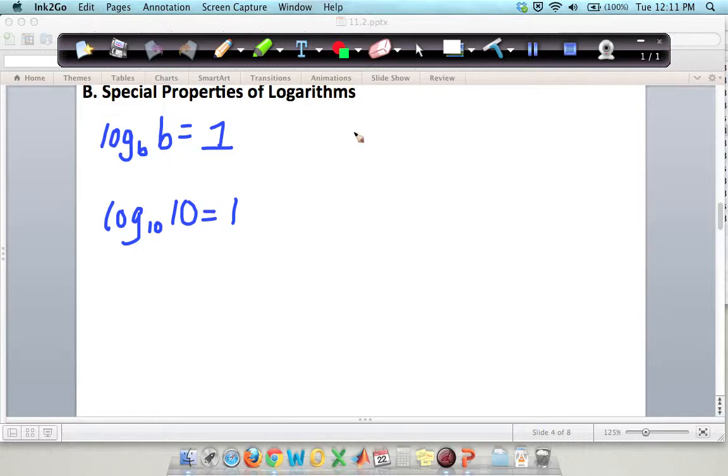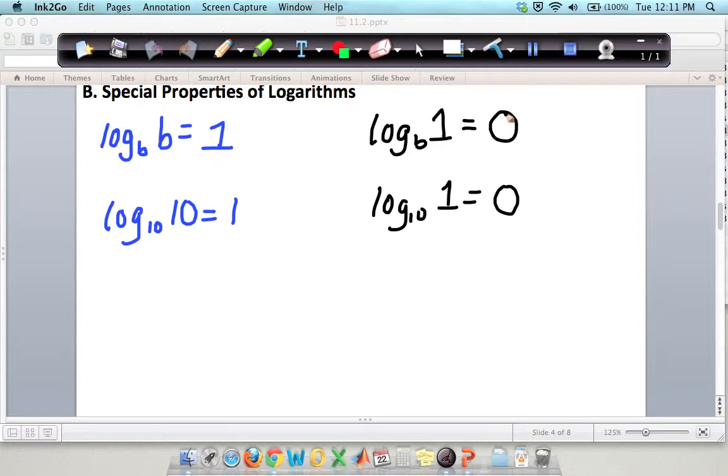The second property, and we just did this a minute ago, is that no matter what the base is, if you're taking the log of 1, this is saying b raised to what power is 1. Again, we can do base 10. This is saying 10 raised to what power is 1, and we said earlier that's 0. So it doesn't matter what the base is, if you're taking the log of 1, you're always going to get 0.